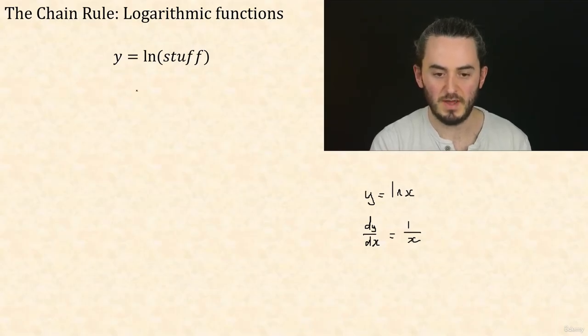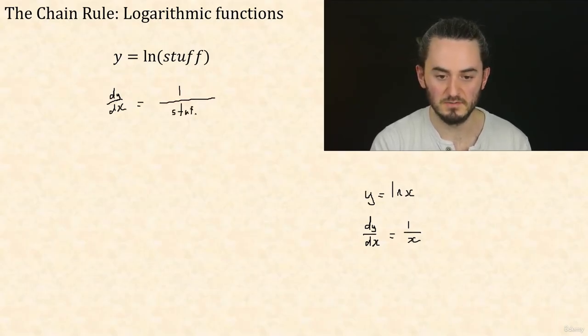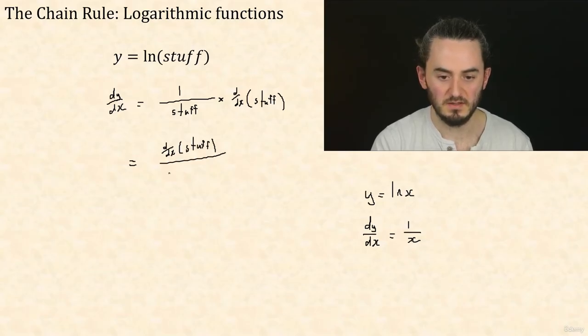So specifically what that means is that dy by dx is 1 divided by whatever that stuff was, but then multiply this by the derivative of whatever that stuff was. And this can be neatened up as the derivative of that stuff divided by that stuff. So it's actually a really neat formula for differentiating ln of x.